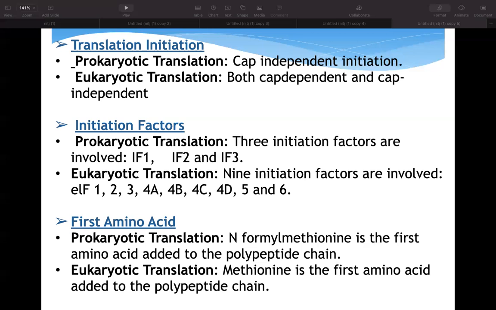The difference in the first amino acid is that in prokaryotic translation, N-formyl methionine is the first amino acid which is added to the polypeptide chain. But in eukaryotic translation, methionine is the first amino acid added to the polypeptide chain.